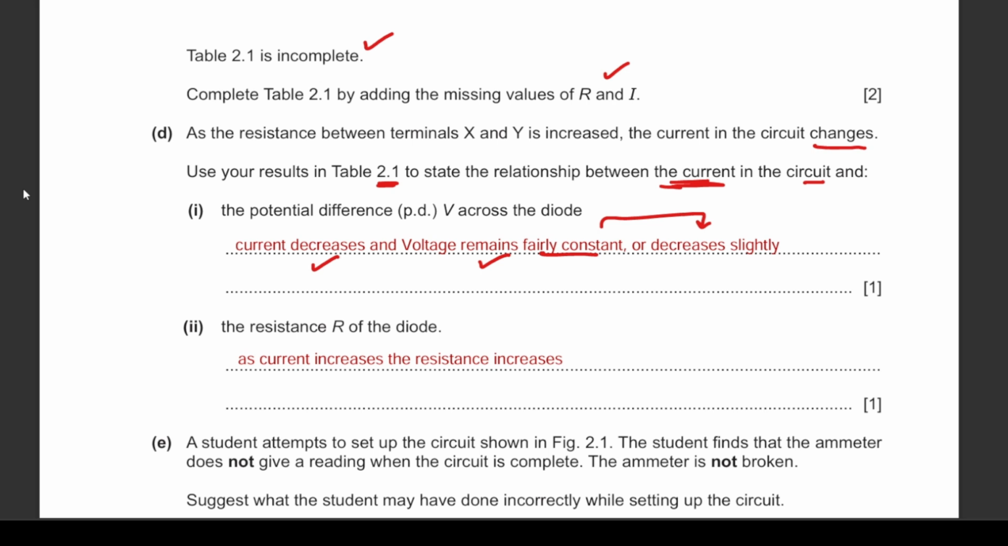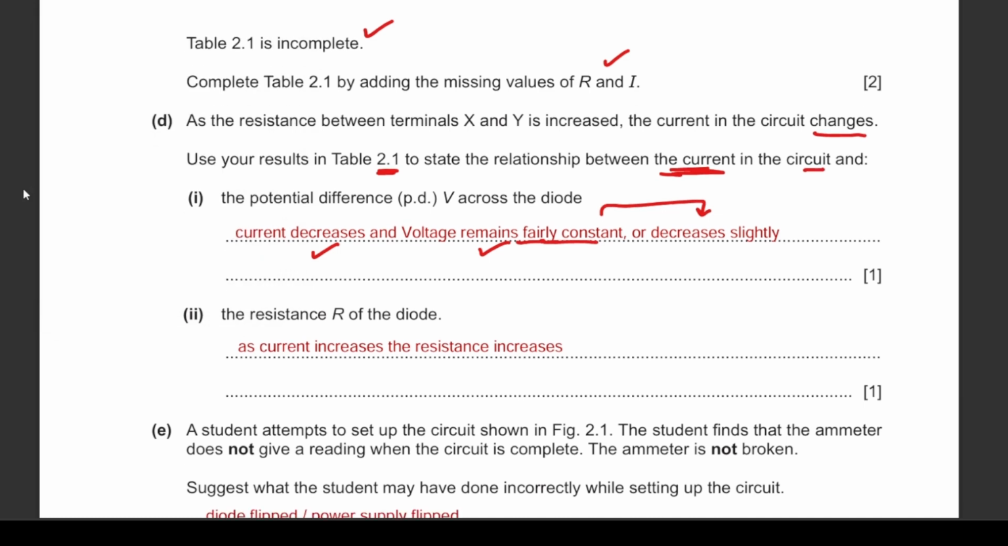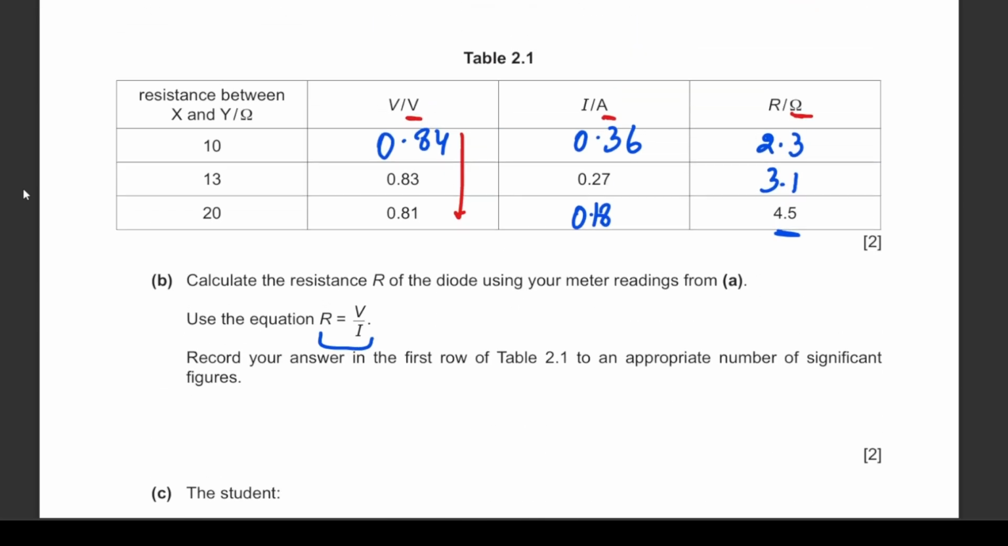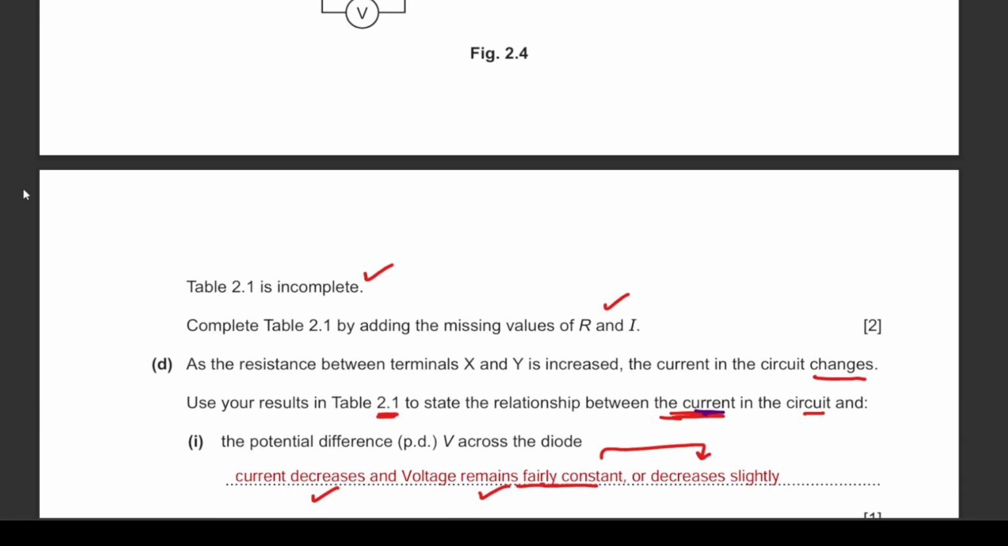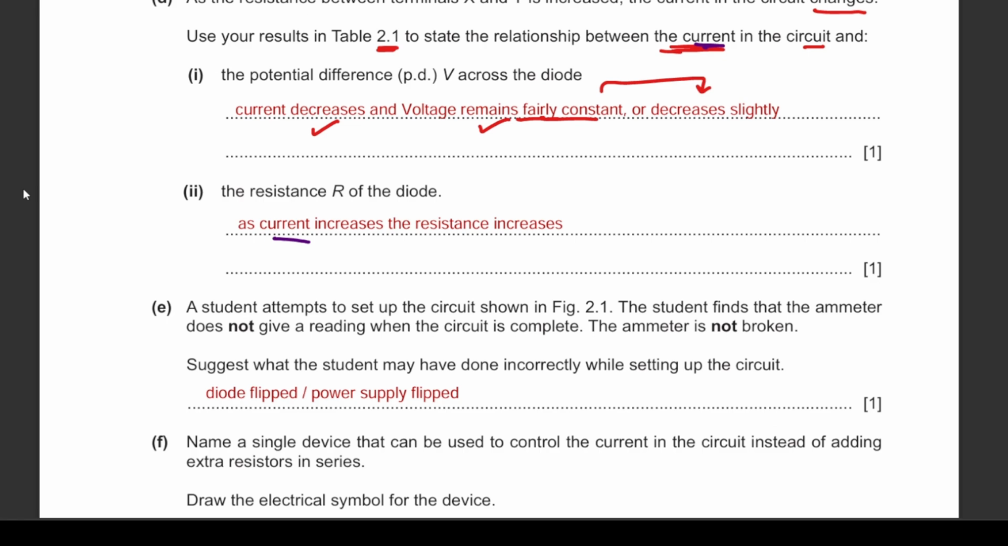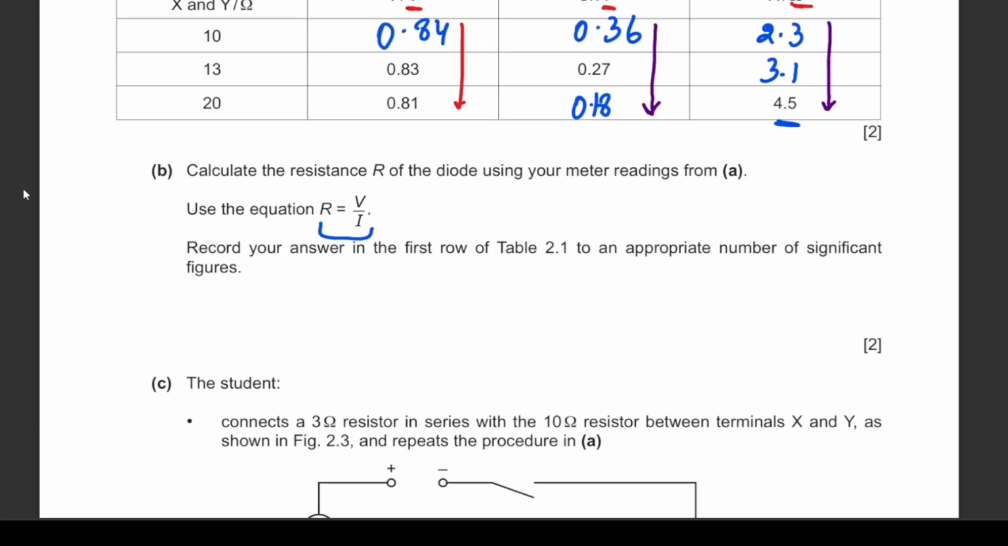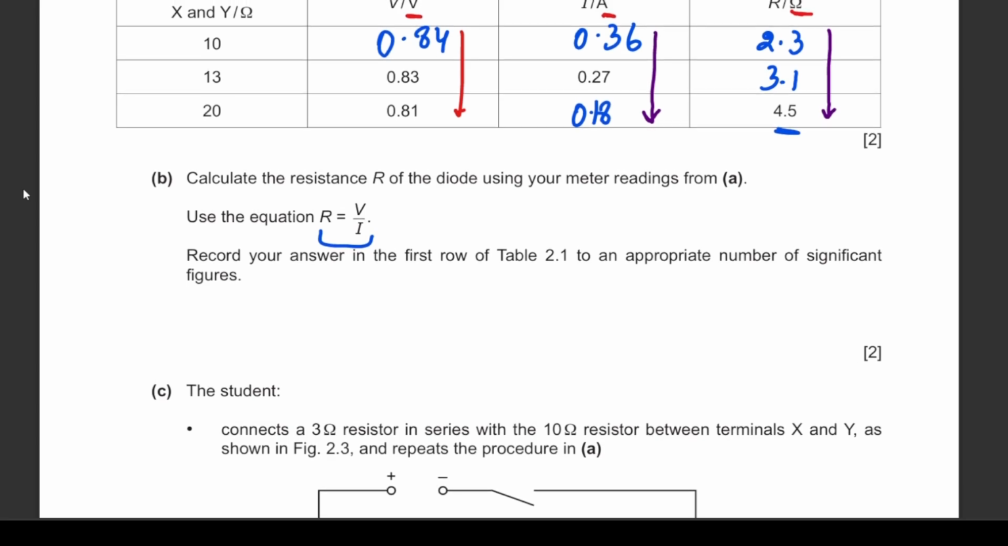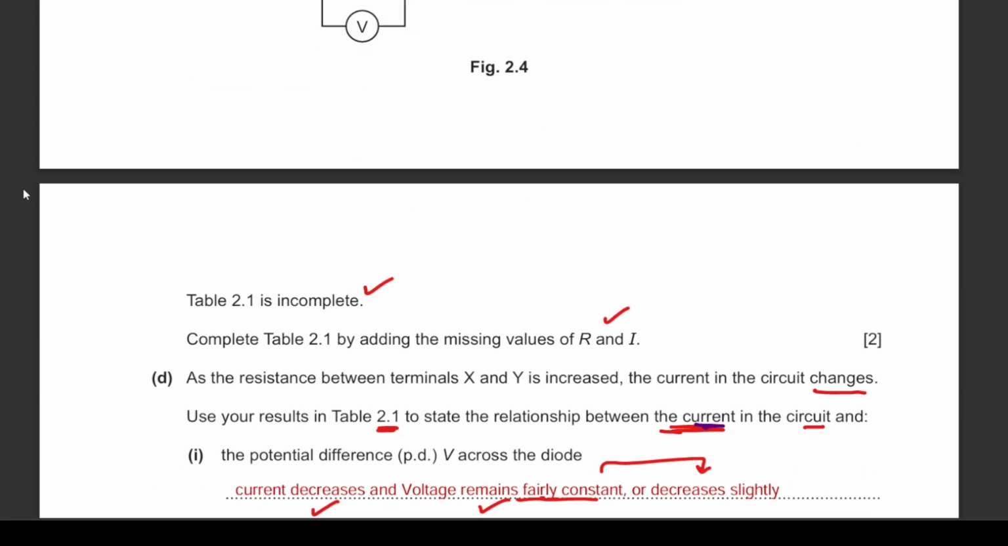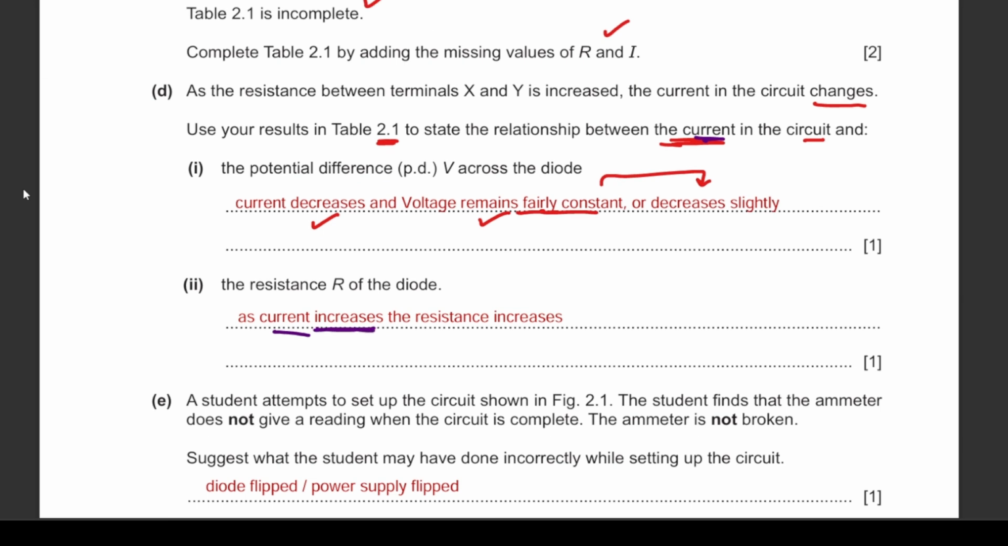Because if a student says that it remains fairly constant or it remains constant, it could be because of the error in the ammeter, because it's a digital one. It's quite possible because of that. But again, both answers are acceptable in this case. The resistance R of the diode. So between the current and the resistance, as the current is decreasing, the resistance appears to be increasing. So we will write down that as the current increases, the resistance decreases probably. The resistance also increases. So this will be as the current decreases, the resistance increases.